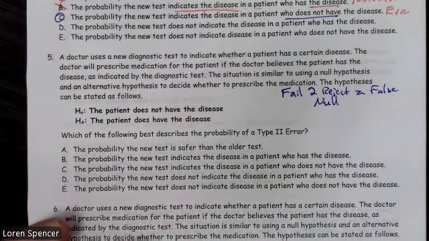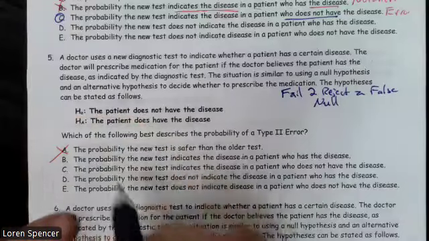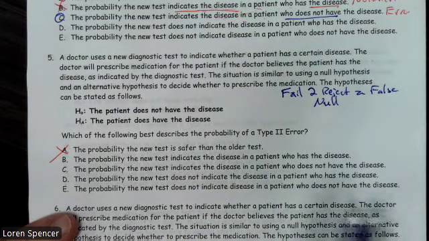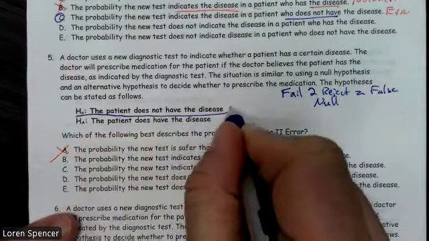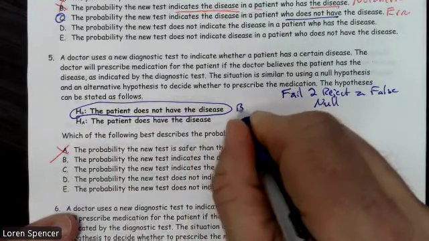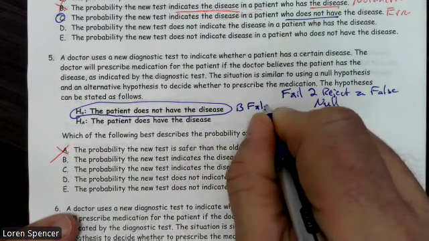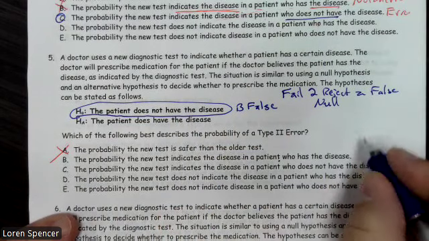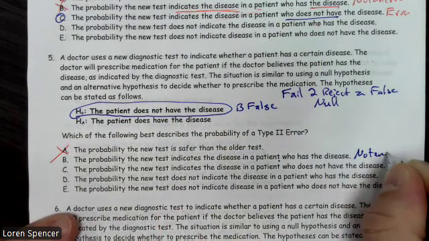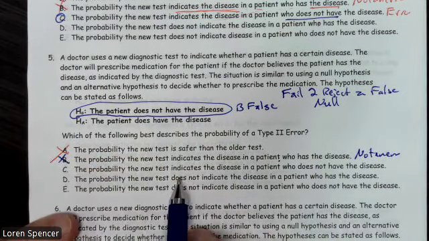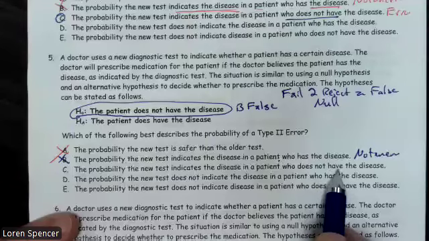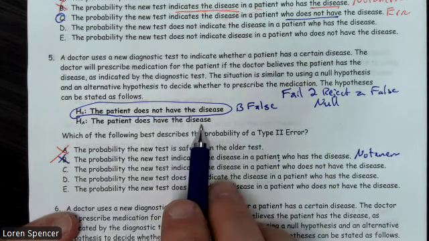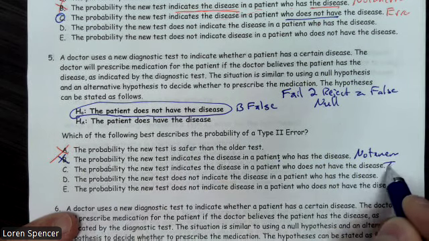So, type 2. Once again, this has nothing to do with it. The probability the new test indicates the disease in a patient who has the disease. Well, first off, we believe this, but this is false. The probability the new test indicates the disease in a patient who has the disease. Well, this is not an error, and we're looking for an error. The probability the new test indicates the disease in a patient who does not have the disease. That's an error, but that's indicating that they have the disease. So that's believing this, and that's a type 1.